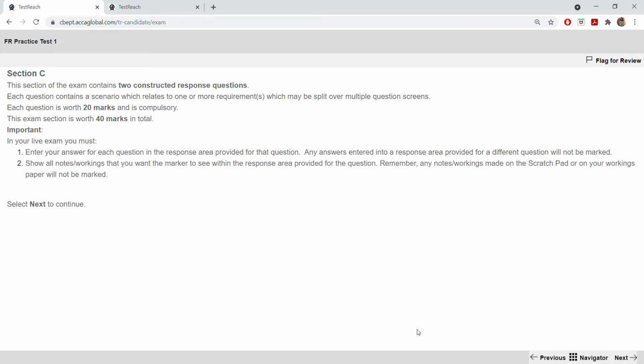And section B is similar to section A. The only difference is you'll be given a case study. 3 case studies are there. Based on that case study, 5 questions will be asked. And section C will be 2 questions. One whole question, okay. So 2 whole questions will be asked.